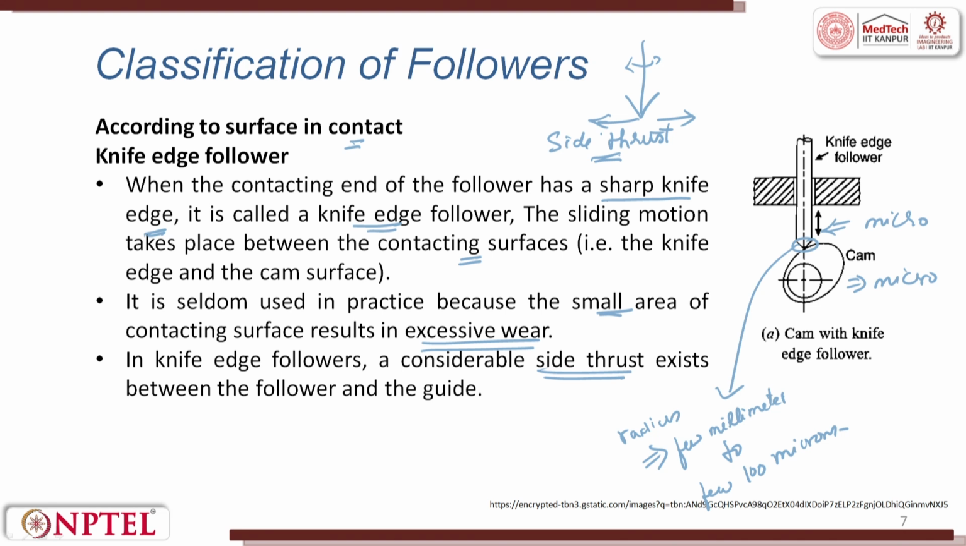So, when you are using a cam, you have to make sure the side thrusts are not there. So, how do you arrest it? You try to put a stopper on both sides and make sure that it does not go. So, in a knife edge follower, a considerable side thrust exists between the follower and the guide.